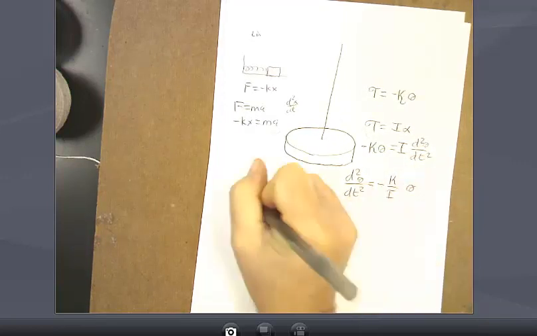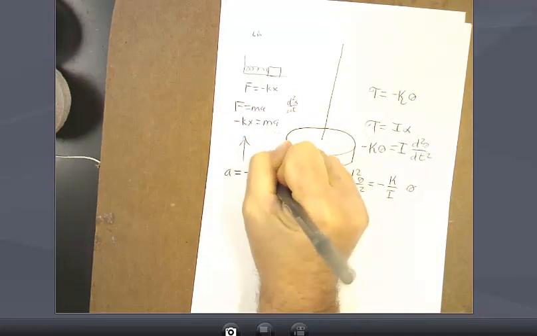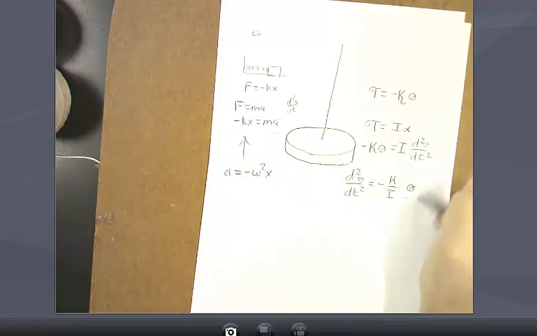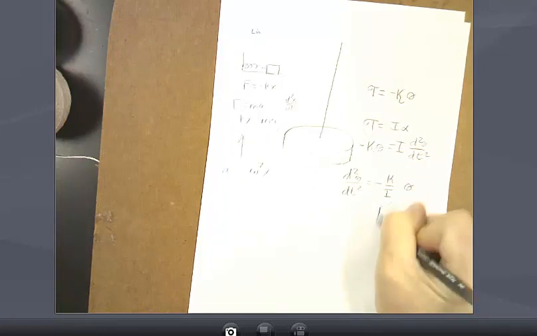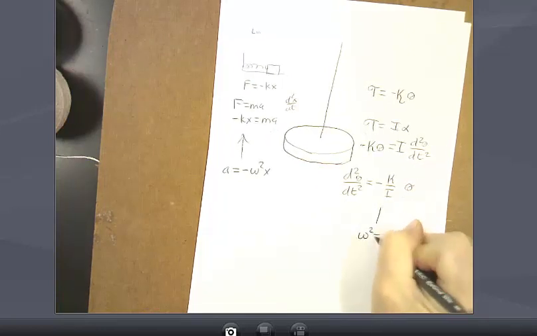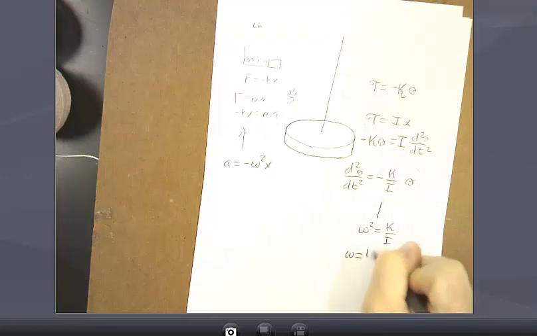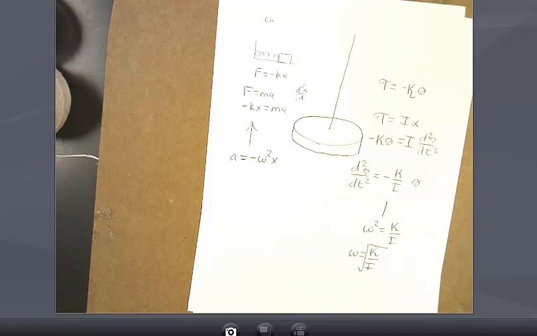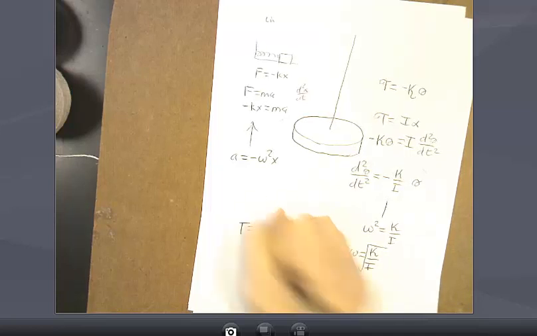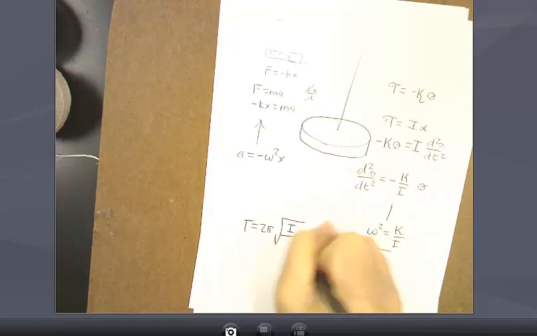Meaning that if, remember in this case, A equals negative omega squared x, this is kind of like x. This is kind of like acceleration. This is omega squared, without the negative sign, sorry. It's just kappa over I. So omega squared is kappa over I, take the square root. Which means the period of this thing is 2 pi square root of I over kappa.